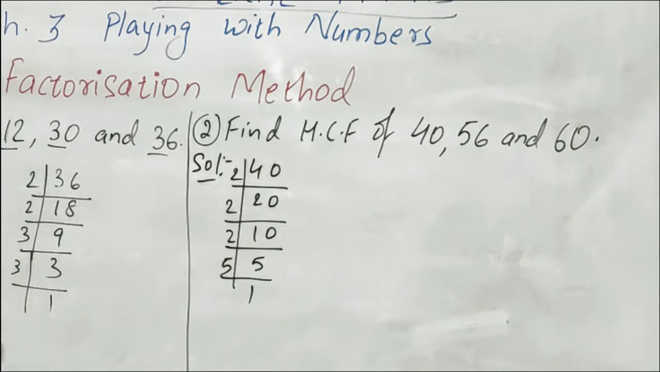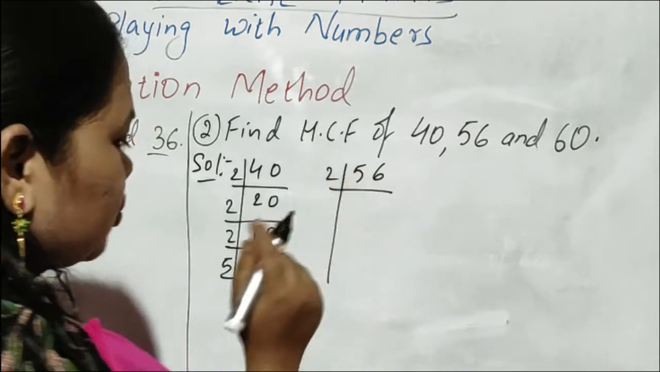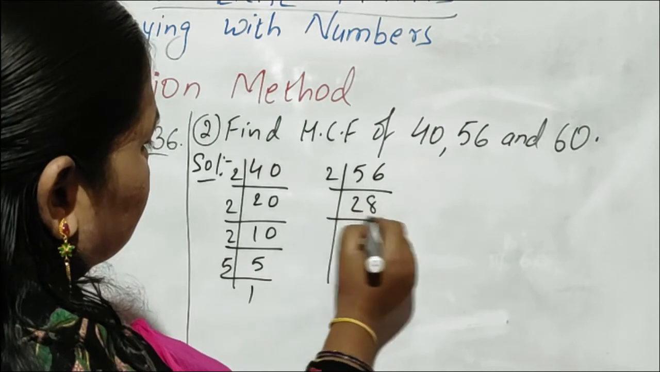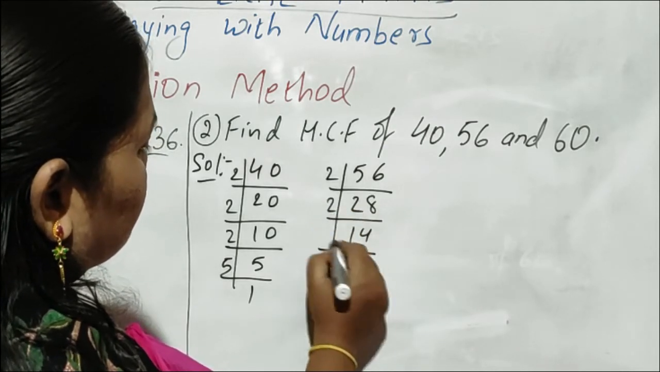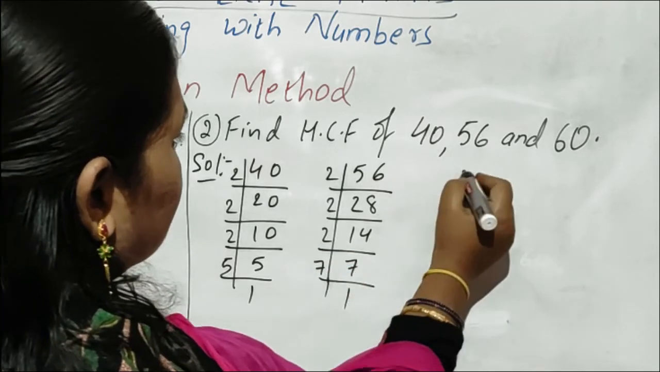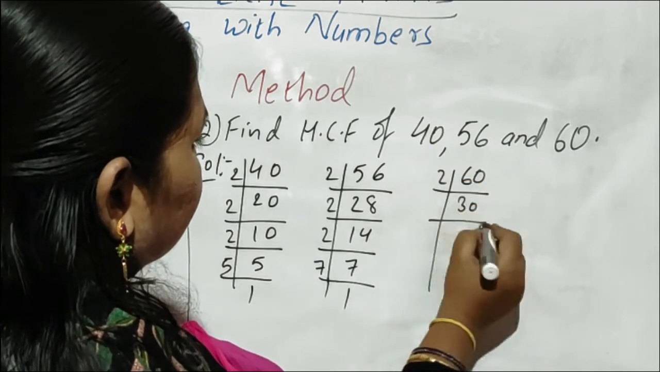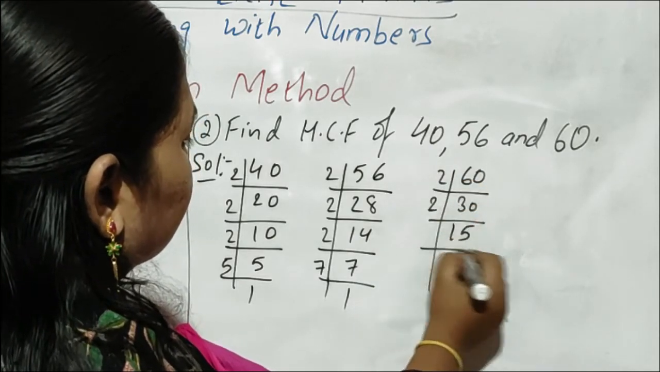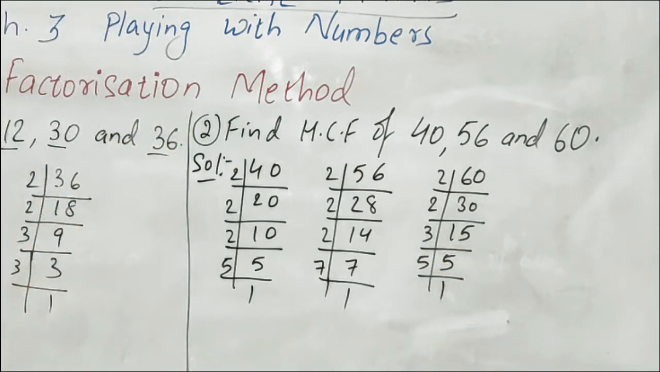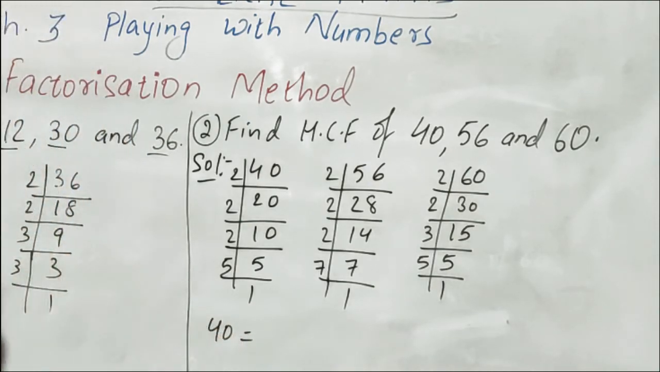Okay children. Next is what? 56. So we will use first 2. Okay. Next 60. Okay children, prime factorization completed. Now write the numbers in product of prime factor form.